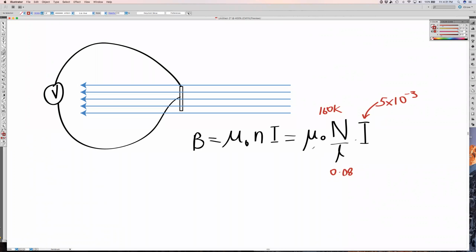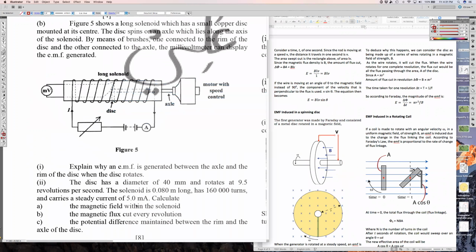So immediately we know mu naught is equal to 4 pi by 10 to the minus 7. So we really have everything here to be able to get the first part of the question out, B, the magnetic field within the solenoid. All right? And the next part is pretty straightforward.